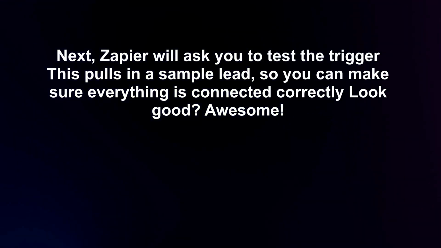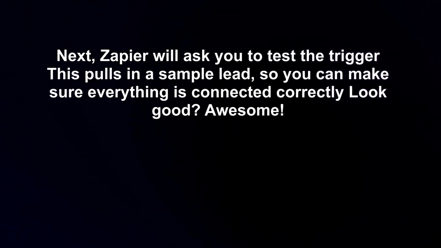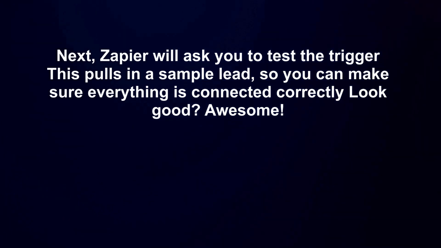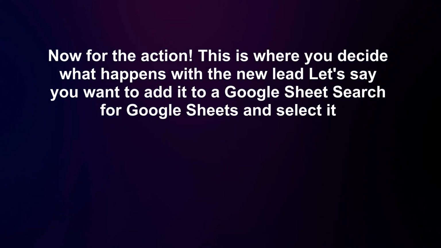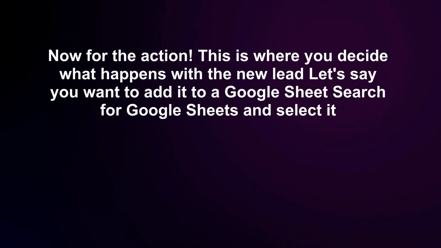Next, Zapier will ask you to test the trigger. This pulls in a sample lead, so you can make sure everything is connected correctly. Looks good? Awesome. Now for the action. This is where you decide what happens with the new lead.